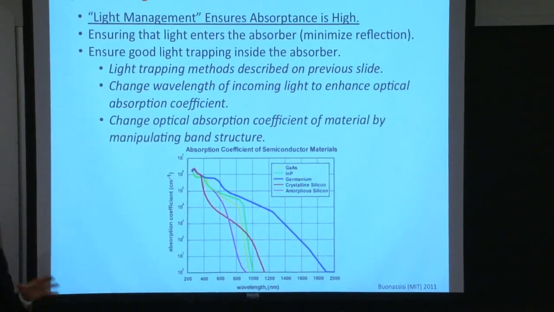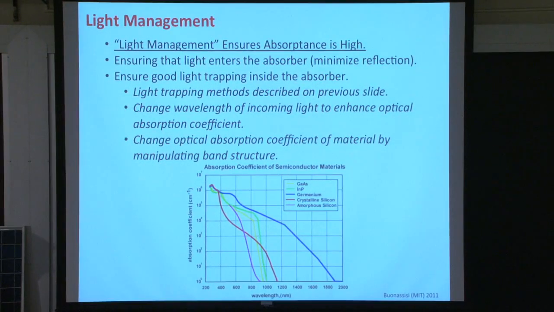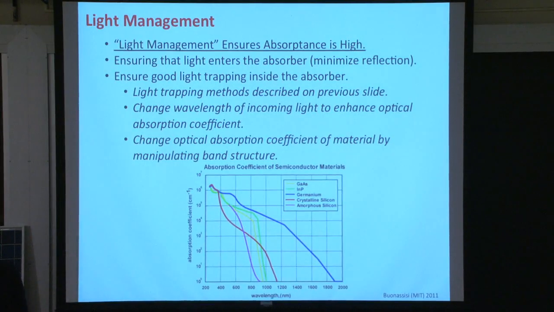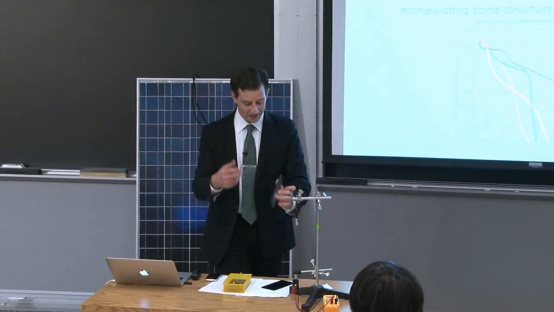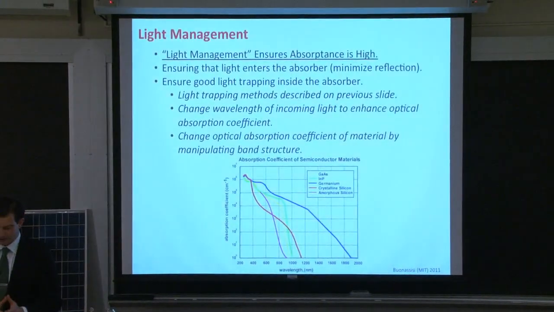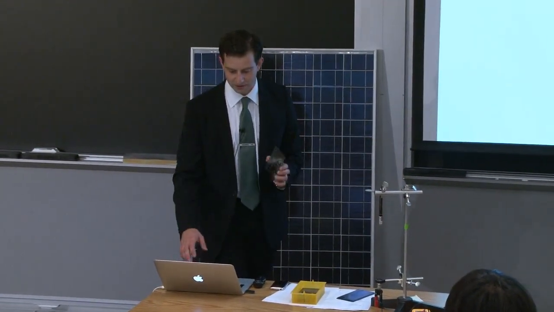So to put a big umbrella over the entire lecture, light management ensures that the absorptance is high. The absorptance would be essentially the amount of light getting absorbed inside of the material normalized by the amount of light going in, so 1 minus R. So we want to ensure that light enters the absorber. We want to minimize reflection. We want to ensure good light trapping inside of the absorber as well. The absorber being the material, our photovoltaic material, the one that's absorbing the sunlight and ultimately going to be generating the charge. That's what we call the absorber. So we want to ensure good light trapping inside of it. We want to ensure that the maximum amount of light gets trapped inside. We want to maximize the optical path length within it, and we want to minimize reflectance off the front surface.